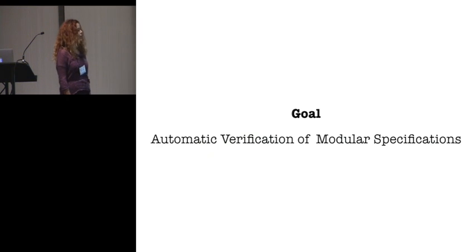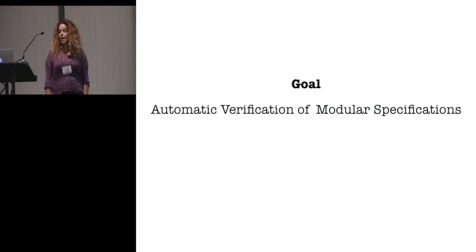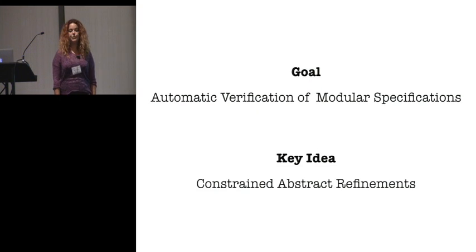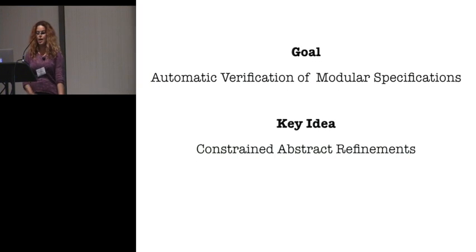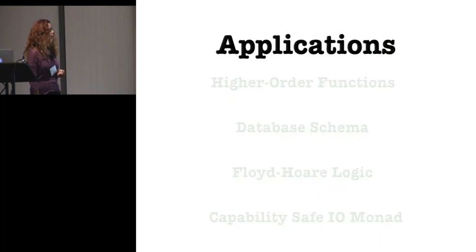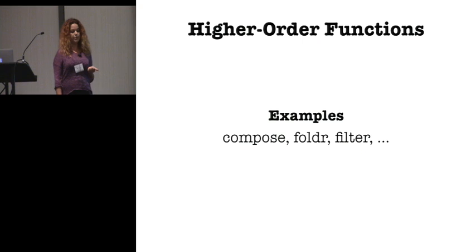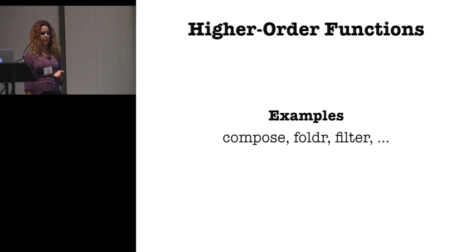So my goal was to have automatic verification of modular specification. And to achieve this goal, I used constrained or bounded abstract refinements. And then we'll go and see some applications. So we already saw higher order functions. So we saw compose. And then we can use bounded refinement types to specify and verify foldr and filter.